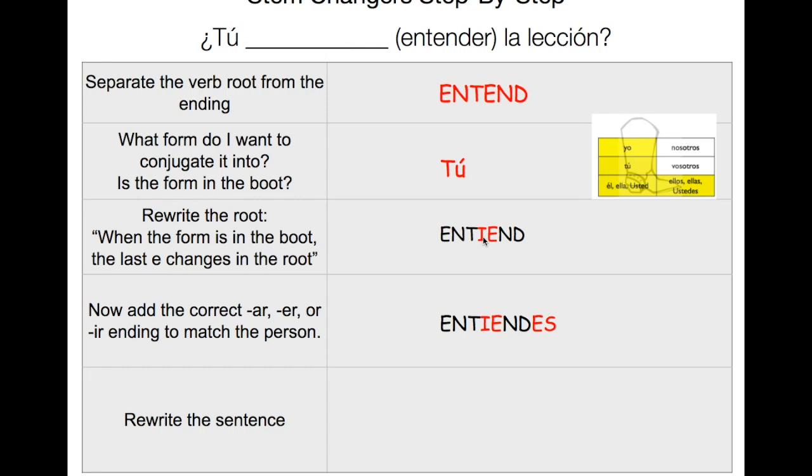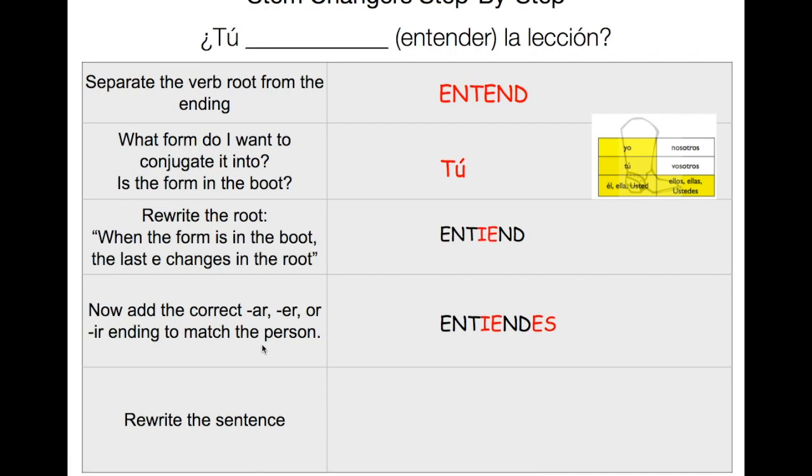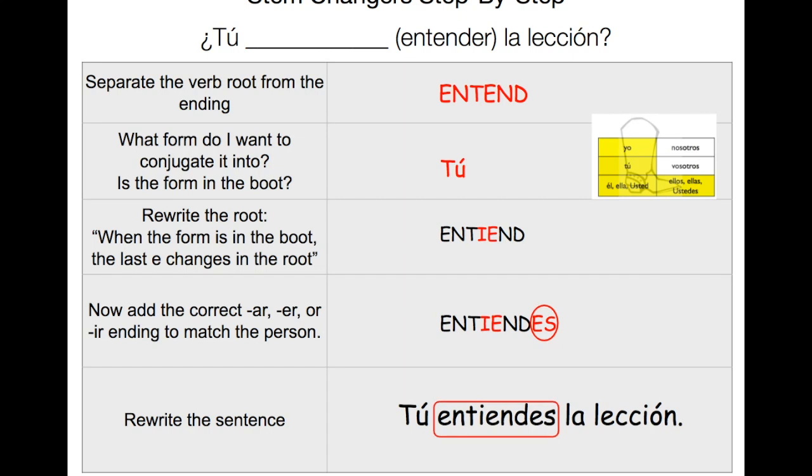Now add the correct AR, ER, or IR ending to match the person. The person is tú in the sentence, the subject. Therefore, for the ER verbs, you add the ending -es. The tú ending for the ER verbs is -es. That's what you add. And then rewrite the sentence. Tú entiendes la lección. And here is your verb conjugation.